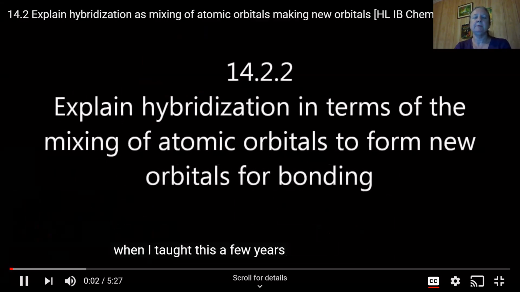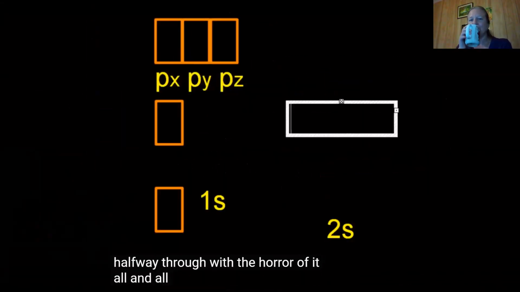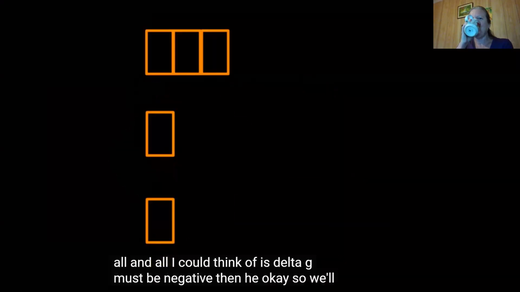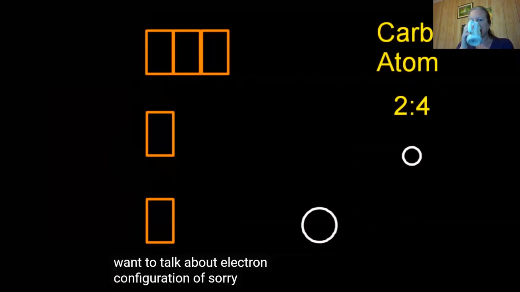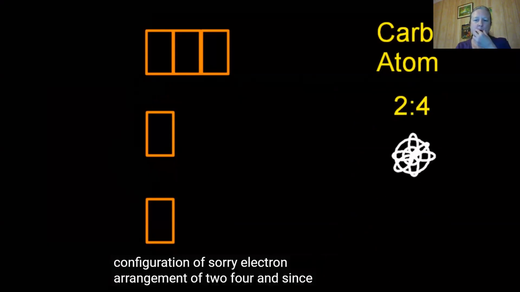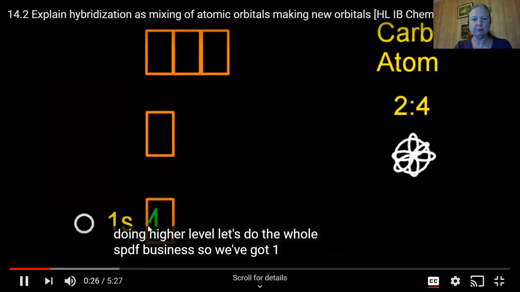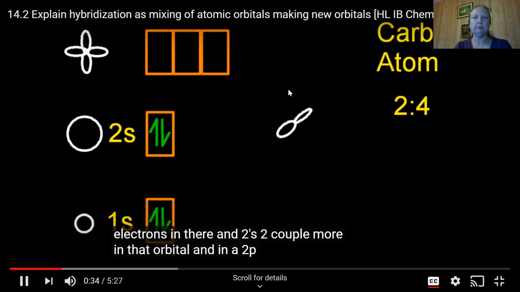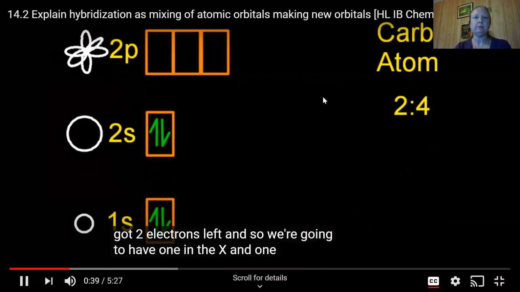When I taught this a few years ago, a child spontaneously burst out crying halfway through with the horror of it all. All I could think of is delta G must be negative then. Okay, so we'll start with carbon. That's the one they want to talk about. Electron configuration of, electron arrangement of 2, 4. And since we're doing higher level, let's do the whole SPDF business. So we've got 1s2, couple of electrons in there, and 2s2, couple more in that orbital, and in the 2p, well, we've got 2 electrons left, and so we're going to have 1 in the x and 1 in the y.